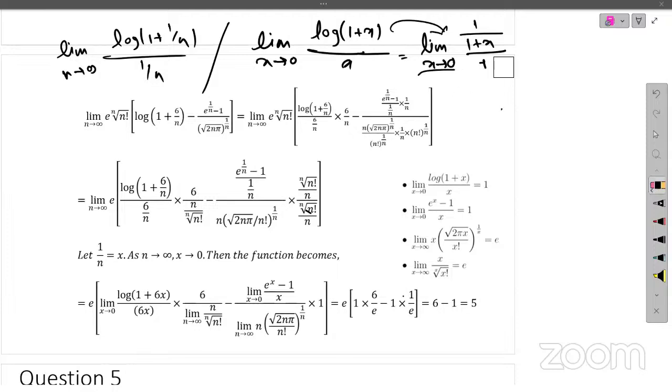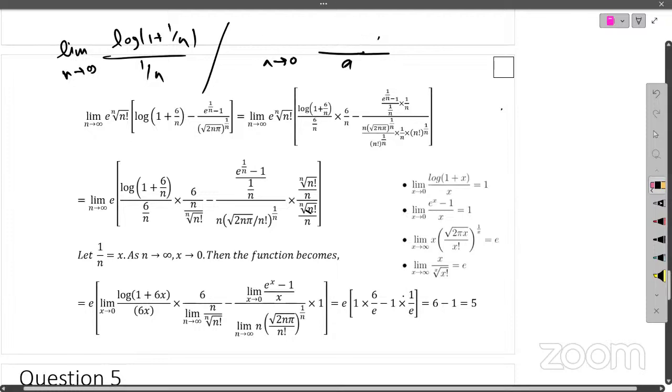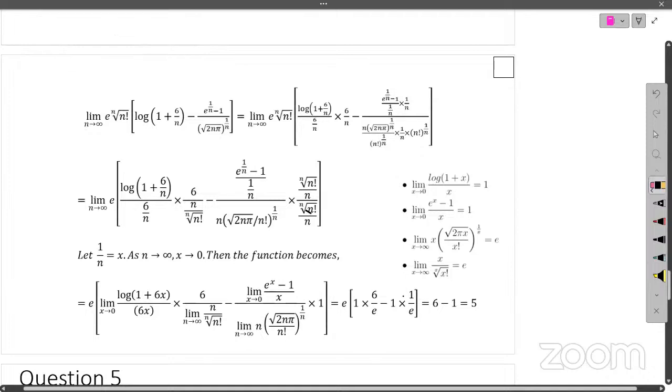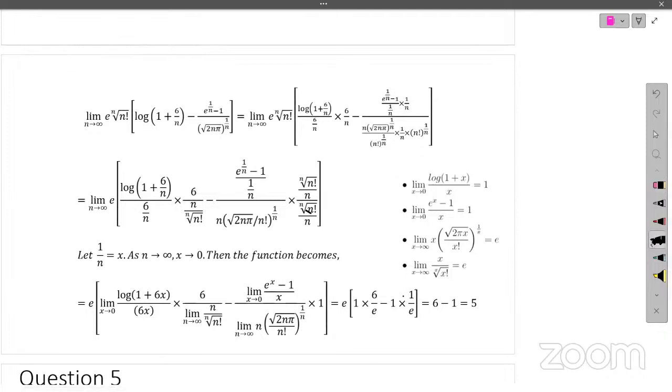Any other doubt over this particular question? Ma'am, I'm having a doubt in the limit only. The last limit, like the general limit: limit x tends to infinity, x by the x-th root of x factorial. If it is in the reverse, like the denominator is the numerator and the numerator is the denominator, then can we say the value is 1 by e? Yeah, we can say it is 1 by e. Okay, that's it.